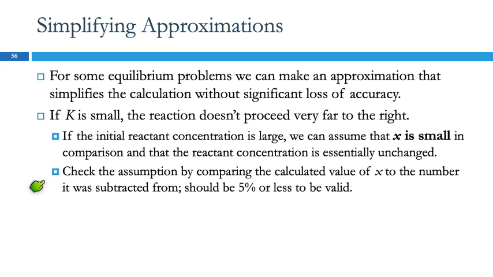We will check that assumption by comparing the calculated value of x that we end up with to the number that it was subtracted from, and if this is 5% or less, then this approximation is valid. I think a lot of people are bothered by the fact that you can take a number and subtract something from it and say, well, it's the same number. Does that bother you? I mean, how?